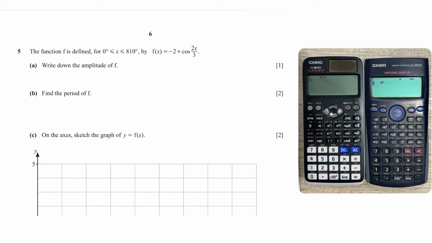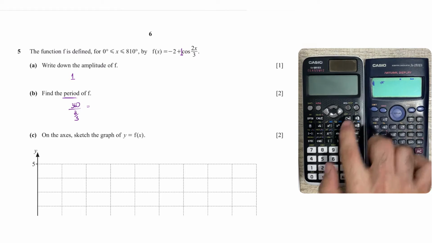Over here it says write down the amplitude of f. Amplitude, in the case of sine and cos, is the value that you have with the trigonometric function. So over here the amplitude is going to be 1. That's a no-brainer. Now, to work out the period, we take the natural period, which in the case of sine and cos is 360, and divide it by the coefficient of x, which is 2/3 in this case. It's the coefficient of the angle, which could be x or theta, depending on the question.